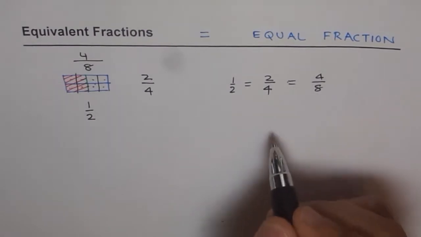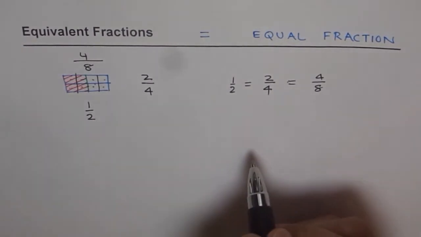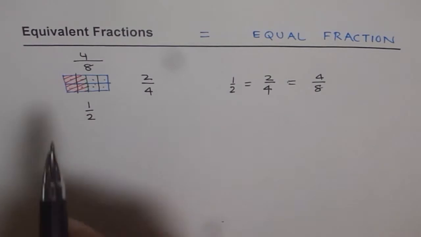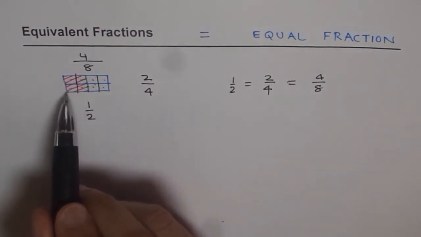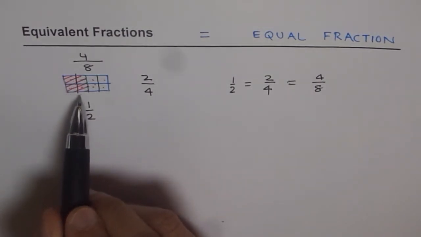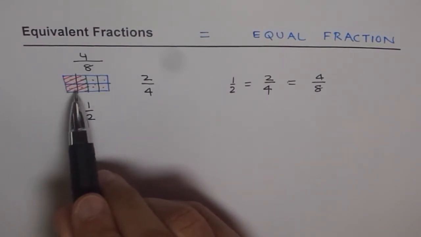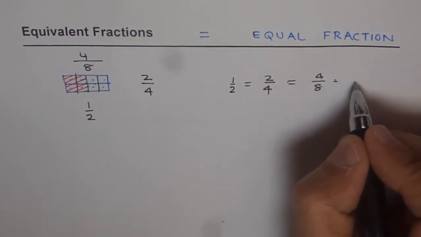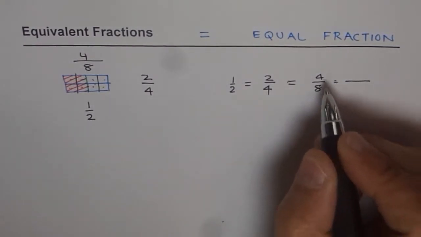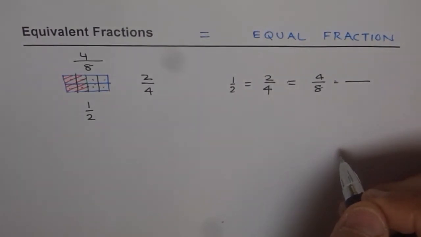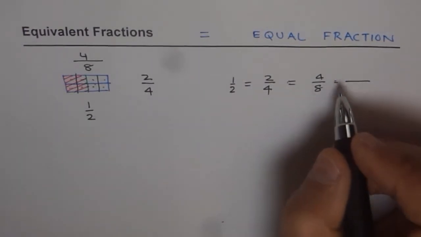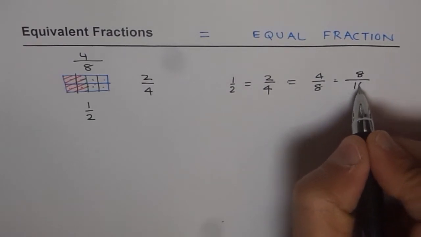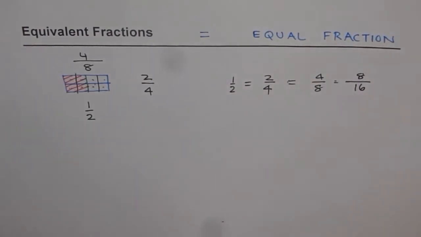So we got 3 different fractions. They look different, but they are exactly talking about the same thing, the shaded red portion. You can call it half, you can call it 2/4, you can call it 4 over 8. If I further divide by 2, what will it be? Yes, of course, it will be 8 out of 16. Like that, I can go forever, and so I can have many equivalent fractions.